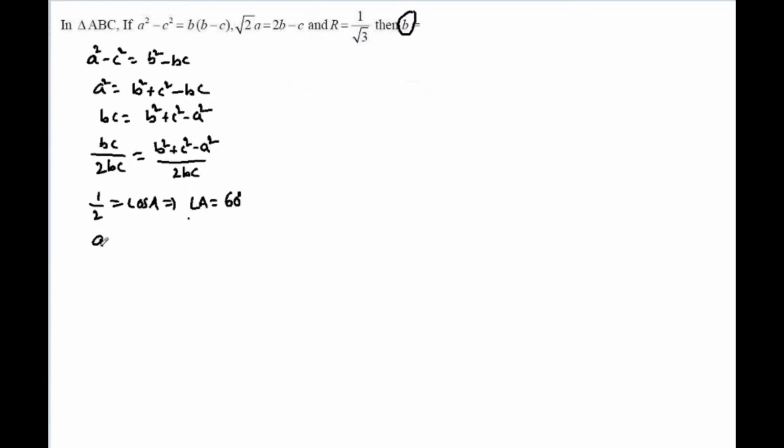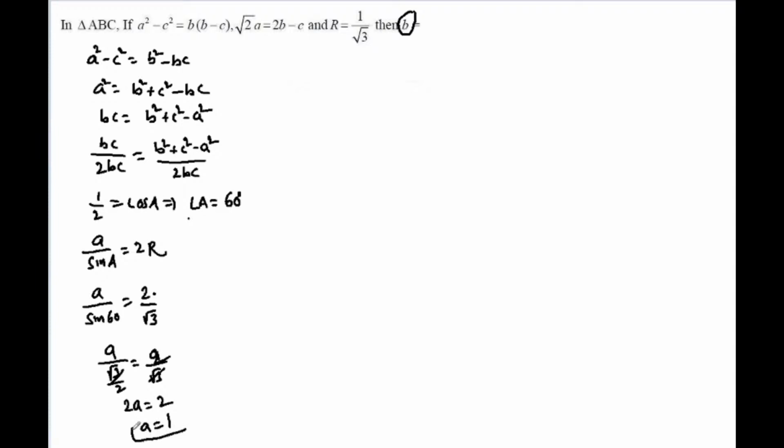So we know that from the sine rule, a by sin A is equal to 2R. Here small a by sin 60 is equal to 2 into capital R value, which is given as 1 by root 3, that is 2 by root 3. So a by sin 60, that is root 3 by 2, is equal to a by root 3... Here root 3 cancelled. So 2a is equal to 2, a is equal to 1. This is the value of a.